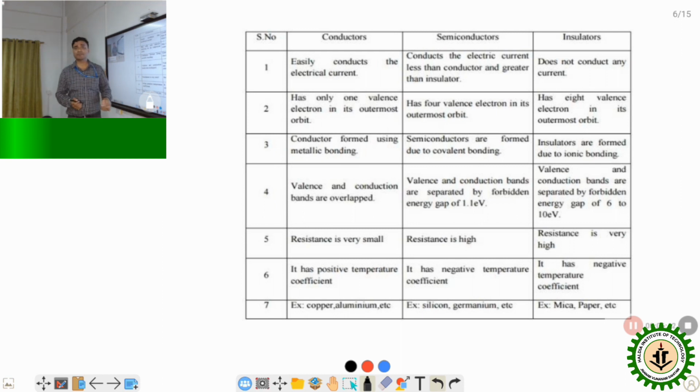These are a few examples of conductors such as copper; in the case of semiconductors, silicon and germanium; and for insulators we know mica, fiber, wood. These are examples of insulators.